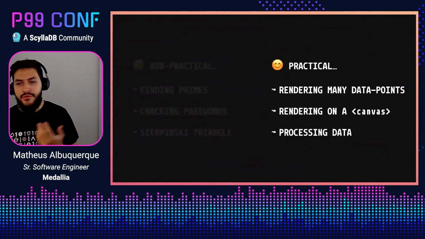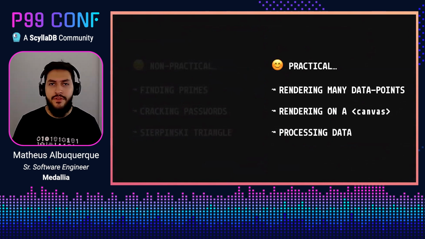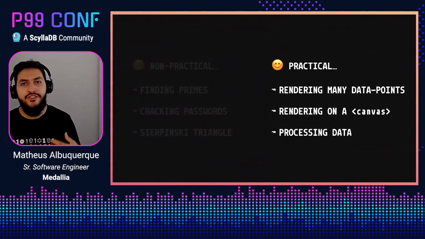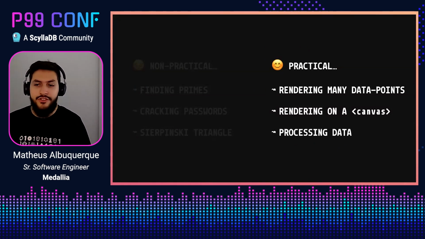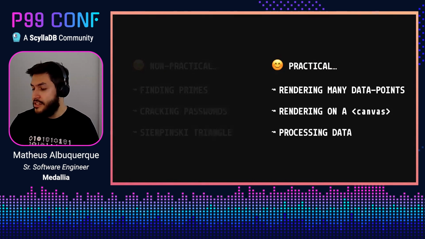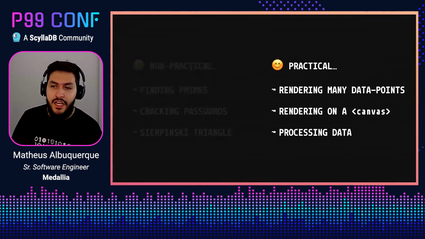And I think we should think about things we front-end developers do a lot. So it's common that we have to render many data points in a component, or we have to render something on the canvas and we don't have off-screen canvas available in our target browsers, or that we have to process a lot of data. These are common things that happen.